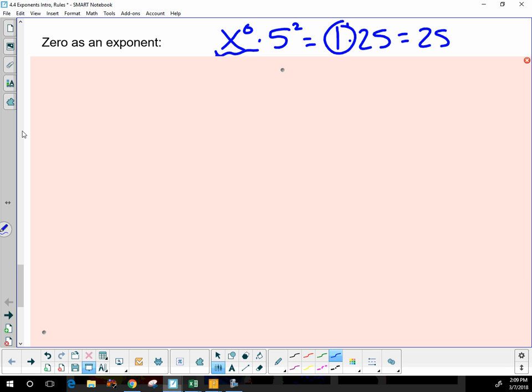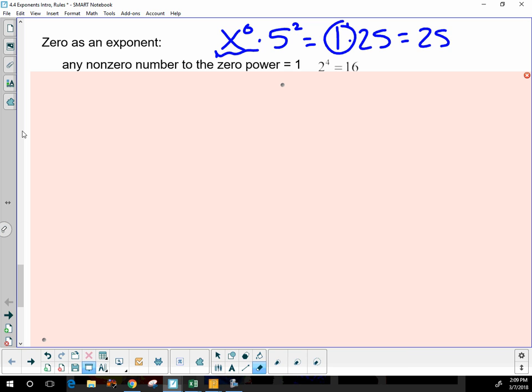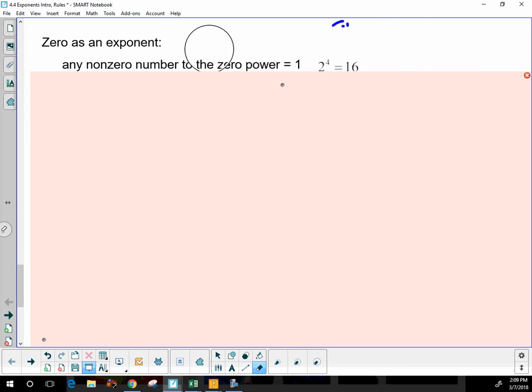Maybe that was a confusing way for me to introduce it, but let's talk about this in more detail. Any non-zero number to the 0 power equals 1. Any one. So we're talking about 2 to the 0. I'm talking about 3 to the 0. I'm talking about 3,467,532 to the 0 is also 1. And I'm going to show you why.